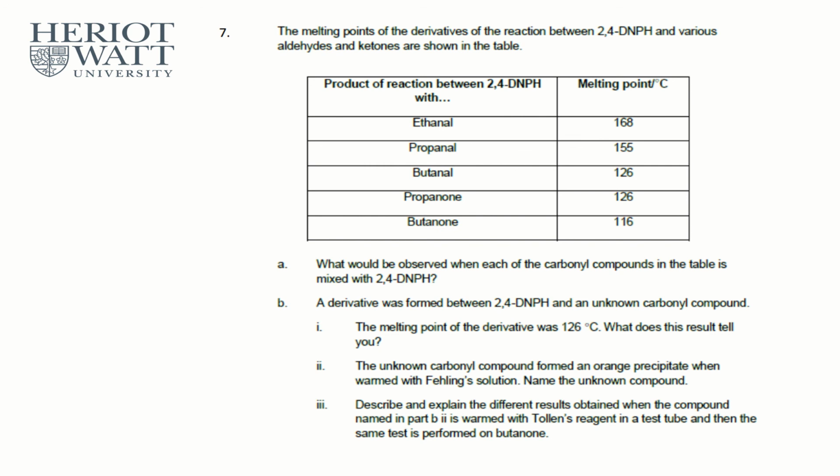Okay, number 7. The melting points of the derivatives of the reactions between 2,4-DNPH and various aldehydes and ketones are shown in the table, and we have all this. See that? So what will be observed when each of the carbonyl compounds in the table is mixed with 2,4-DNPH? Let me remind you here, 2,4-DNPH is a compound that will give us a yellow or orange precipitate if it reacts with either aldehydes or ketones. I mean, it can show a precipitate with both. Whatever carbonyl compound you mix with 2,4-DNPH, you're expecting a yellow or orange precipitate. So that's how we observe. So what we observe is a yellow or orange precipitate.